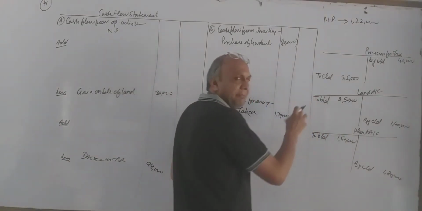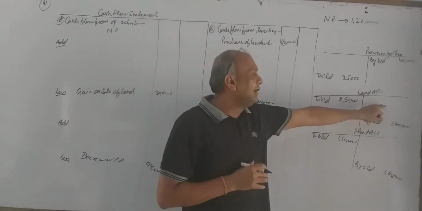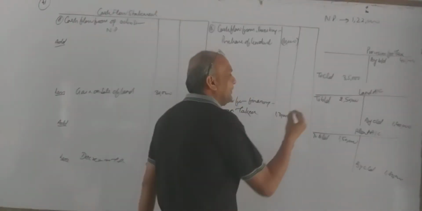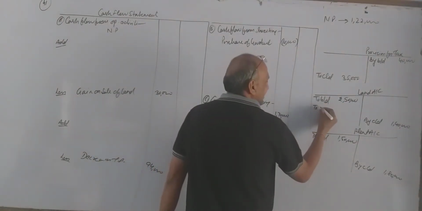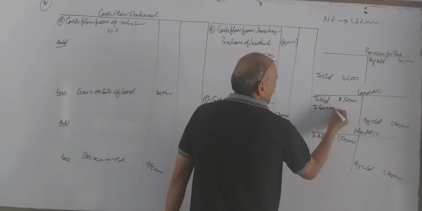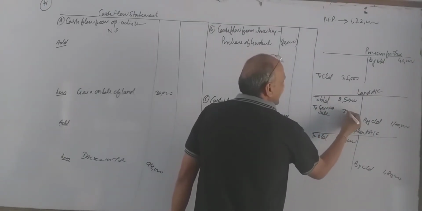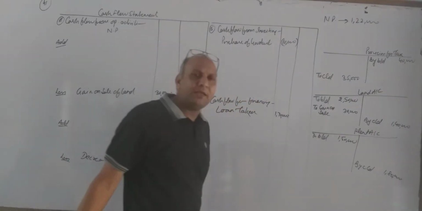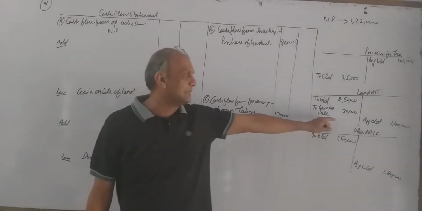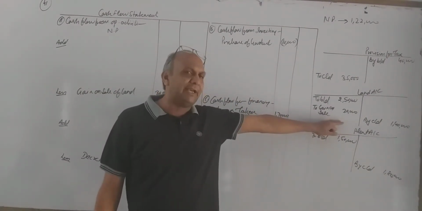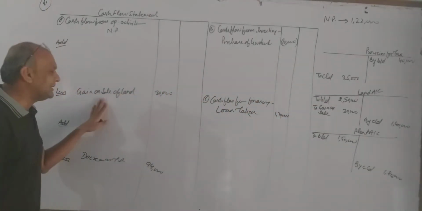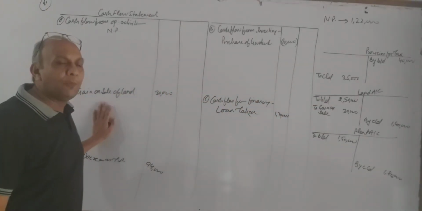Land account. Remember, if loss is there, it will come on credit side. If profit is there, it will come on debit side. To gain on sale, 30,000 rupees. Each adjustment will be transferred at two places. This is profit, that's why land account debit side, and the gain is to be deducted because it is non-operating income.